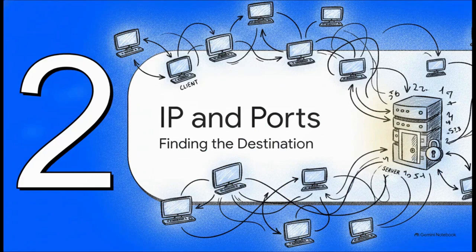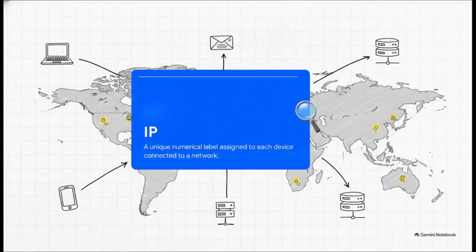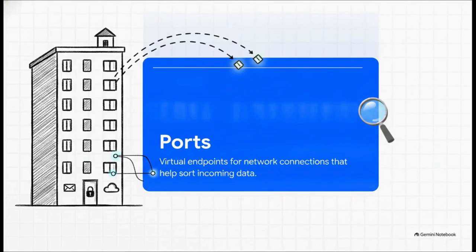Moving on to Section 2, Finding the Destination, IPs and Ports. Now, you might be wondering, in a network of literally billions of devices, how does the client locate a specific server? Well, it uses its IP, or Internet Protocol Address. You can basically think of this as the server's exact street address. Every single connected device has this unique numerical label. And this brilliantly illustrates how global infrastructure can route traffic accurately across oceans instead of just searching blindly in the dark.